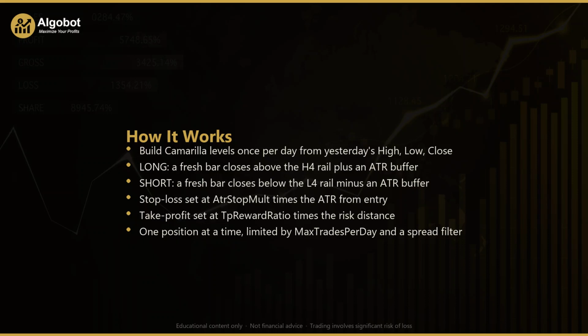Now for risk management, which is entirely ATR-based, so it adapts to any symbol and any volatility. When a long is placed, the stop loss is set below the entry by the stop multiplier times the ATR. The take profit is placed above entry at the reward ratio times that same risk distance. With the default settings, that's a stop of 1.2 times ATR and a target of 1.8 times the risk, giving a reward to risk of roughly 1.8 to 1. The short side mirrors this exactly.